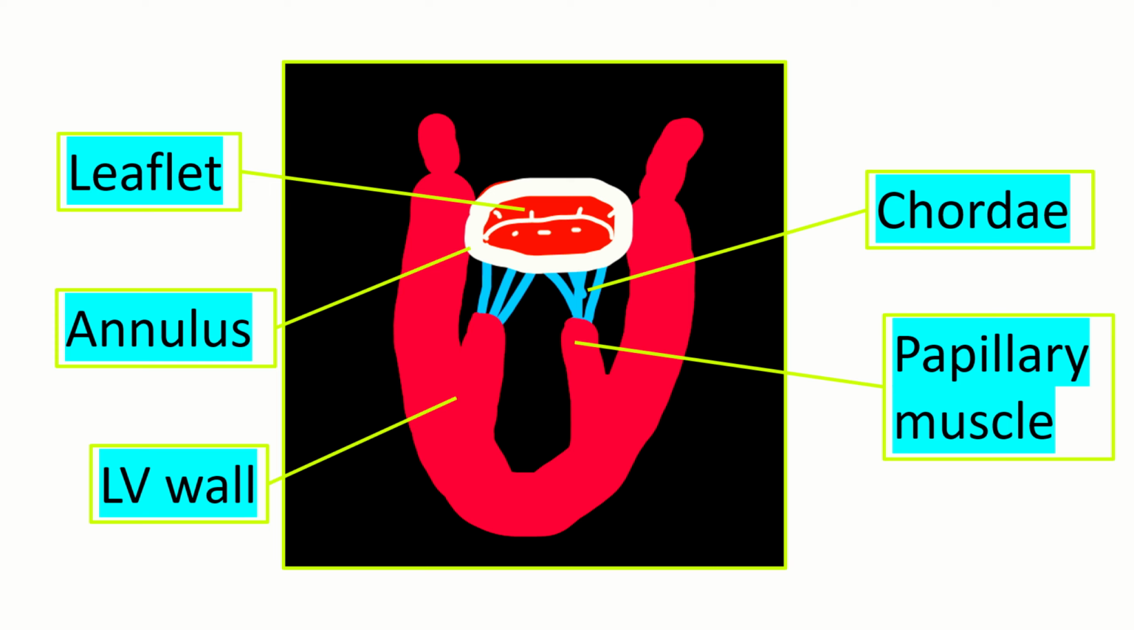Mitral valve anatomy. The mitral valve apparatus consists of 5 distinct anatomic components. This includes the mitral valve annulus, the commissures, the mitral valve leaflets, chordae tendineae, the papillary muscles, and the left ventricular wall.